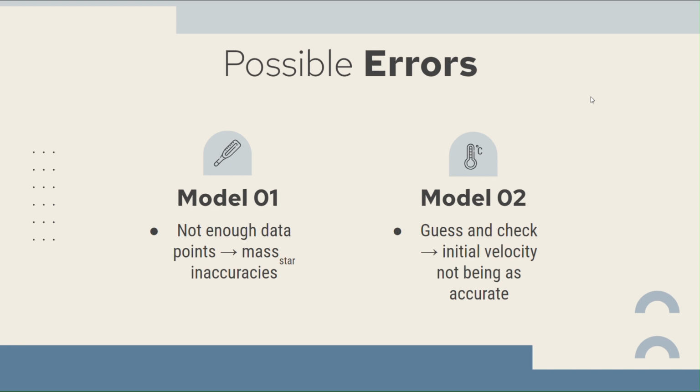So, what are our possible errors? Well, for Model 1, we might not have had enough data points, which could lead to mass inaccuracies for the star. Next, for Model 2, our errors could have possibly been, because I used guess and check, our initial velocity might not be as accurate. There might be an even more accurate value.